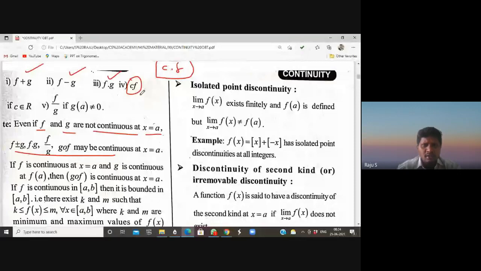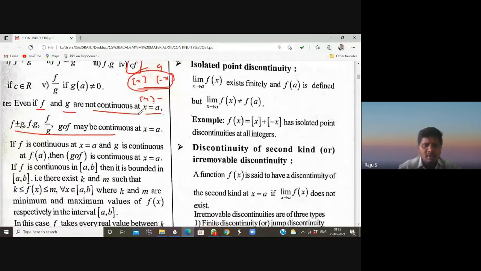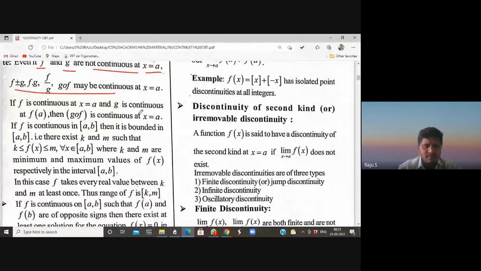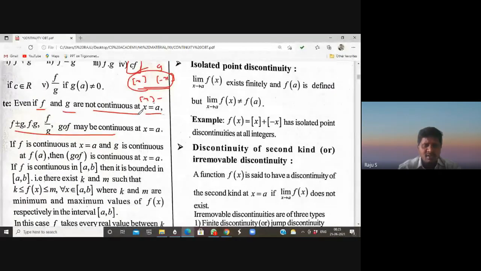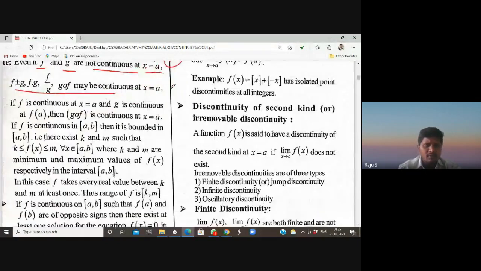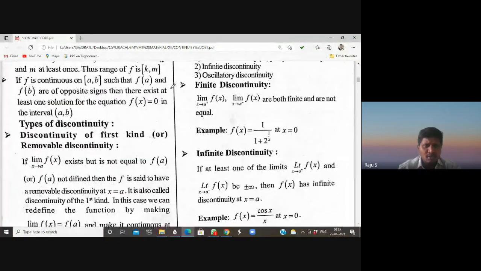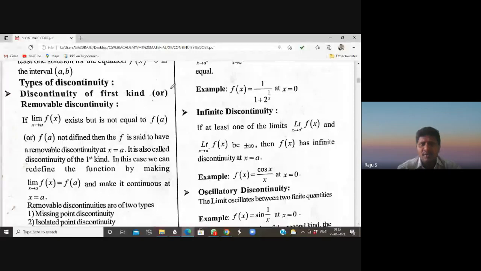For example, step x is not continuous, and minus step x also is not continuous. When we add these two, f and g, it will be continuous in some cases, because step x gets cancelled and we get a constant function 1. So like that, go through the types of discontinuity of the first kind.